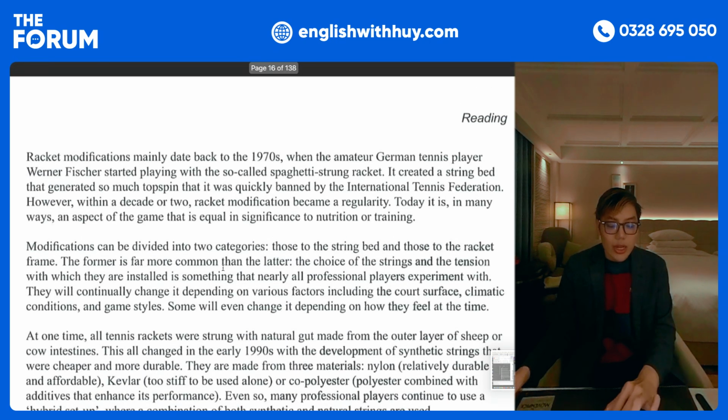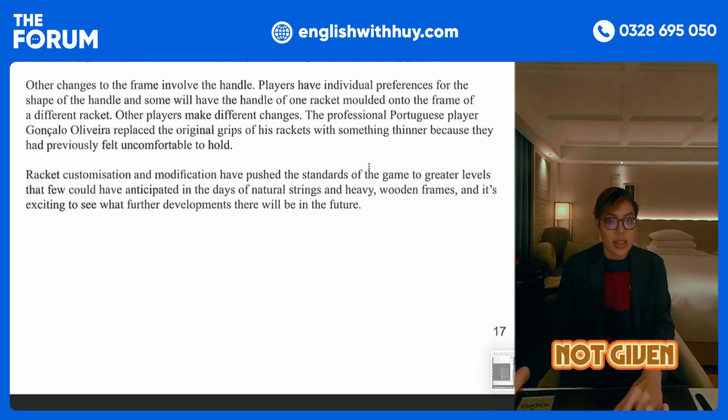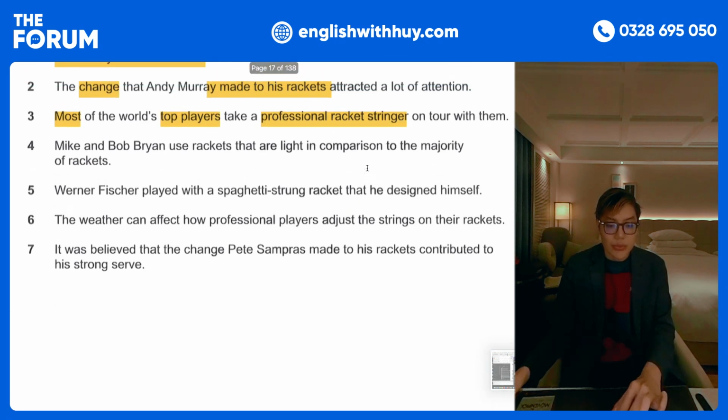So I would move along. I do see the name here. I do also see the spaghetti strung racket here. And so I want to see who was the designer. So when I take a look, I didn't find any piece of information that indicates the original designer. So I cannot answer whether or not he designed this himself or other people did design it. Immediately, I would choose the answer to be not given. You want to move along.